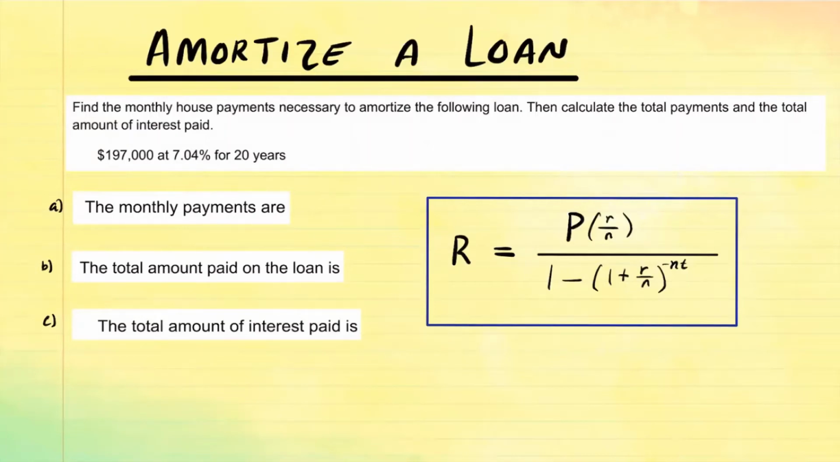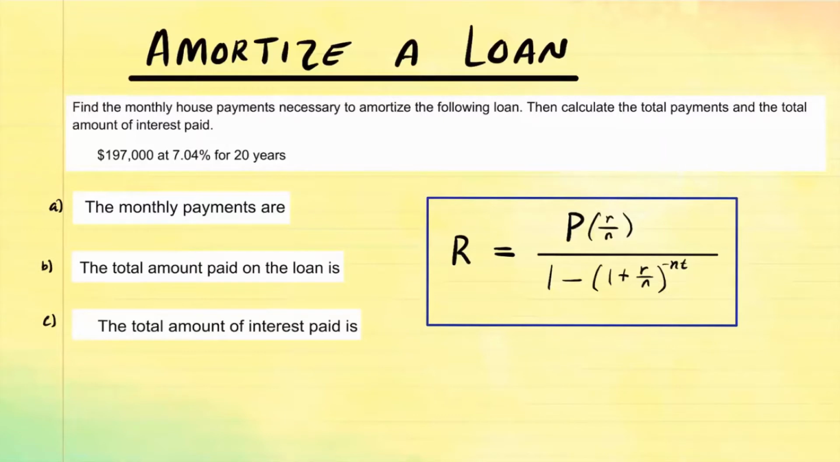In this video, we're going to learn how to use this formula right here to find amortization on a loan. So let's go ahead and find the following components for this particular example. We want to find the monthly payments on a house to amortize this loan. Then we're going to calculate the payments and the total amount of interest paid on this loan.